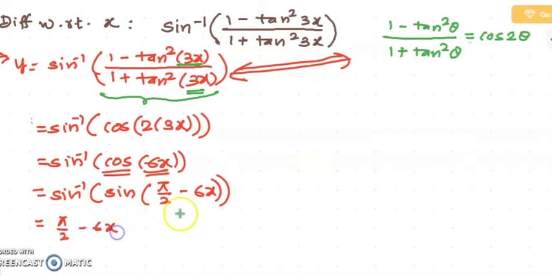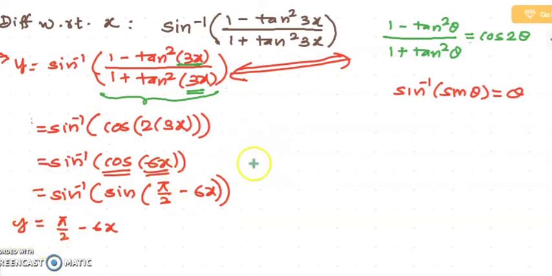This property we have used so many times. Sine inverse of sine theta is theta. Cos inverse of cos theta is theta. Tan inverse of tan theta is theta, and so on. So in this simplified form, now you can differentiate and get the answer.